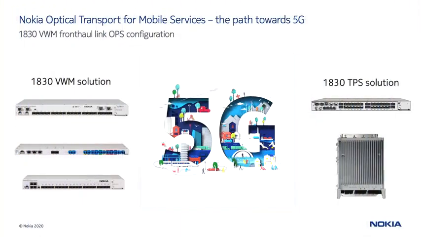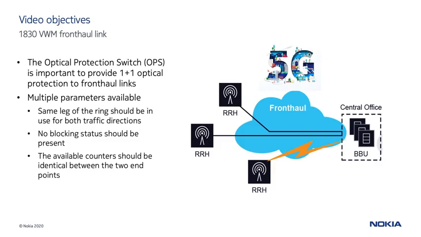Optical technologies and architectures based on the Nokia 1830 Versatile WDM Module, or VWM, are proposed for Fronthaul to meet 5G requirements and the Time-Sensitive Packet Switch, or TPS. 1830 VWM Fronthaul links can be effectively protected by using the Optical Protection Switch, or OPS device.